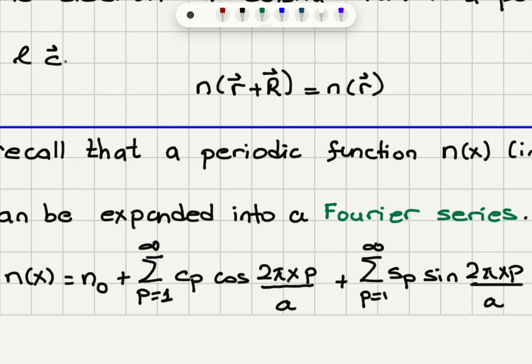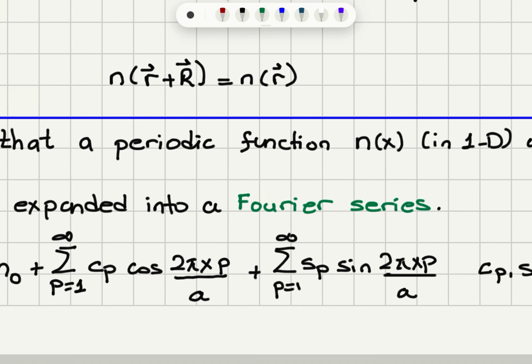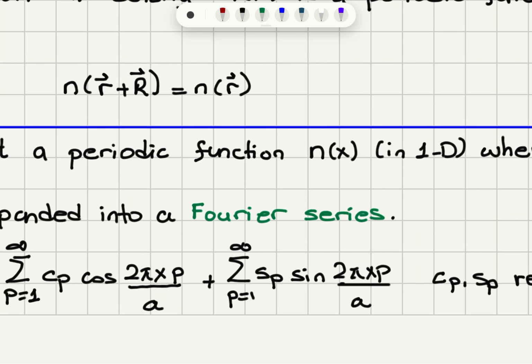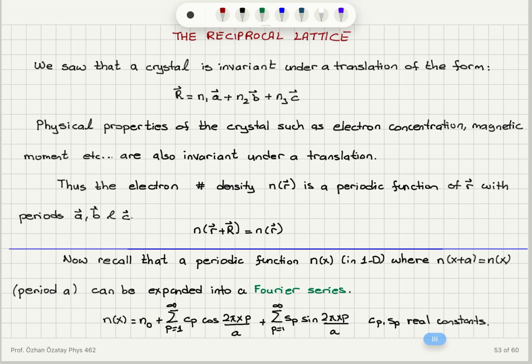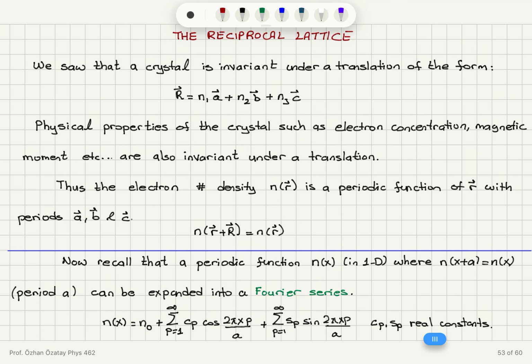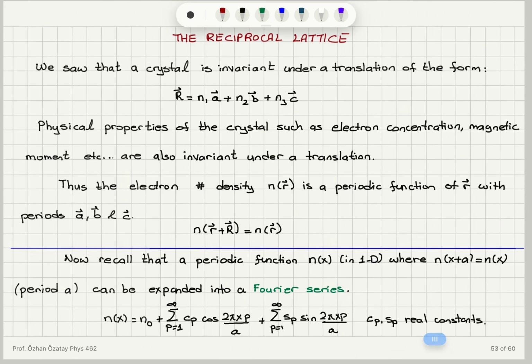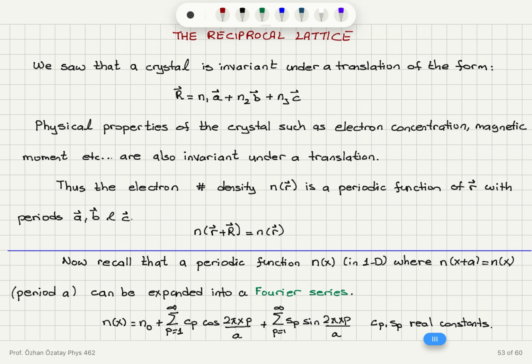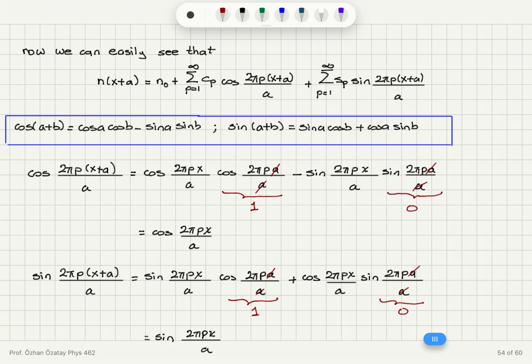So n of x can be written as n0 plus sum over p equals 1 to infinity, p is an integer, Fourier coefficients cp cosine 2 pi xp over a, plus sum from p equals 1 to infinity sp sine 2 pi xp over a. I have chosen c and s to denote cosine and sine. So I have a sum of cosines and sines representing my function n of x. These cp and sp are real constants, so they're called the Fourier coefficients. Okay. Now, let's verify this.